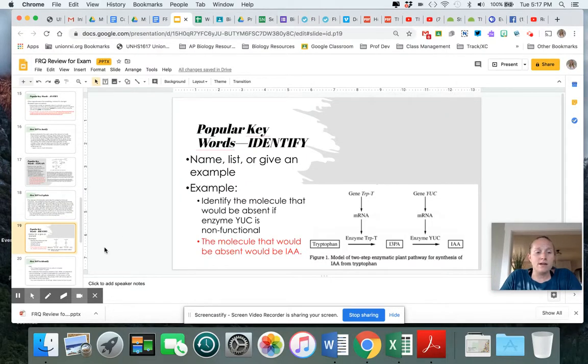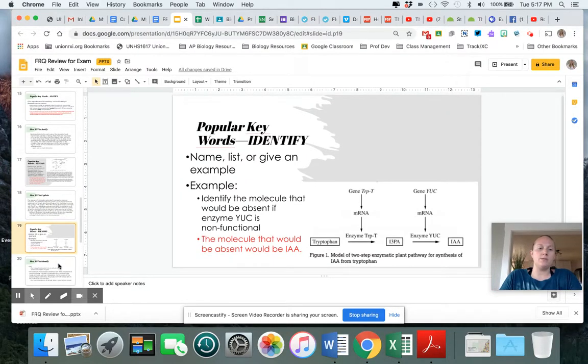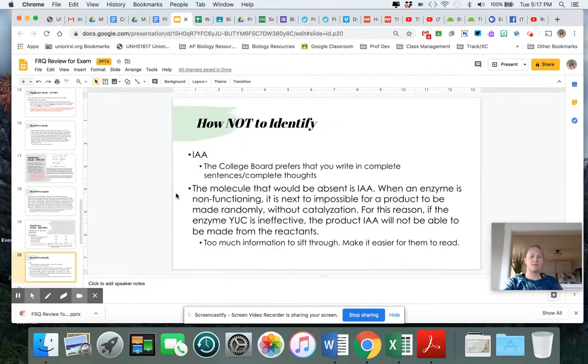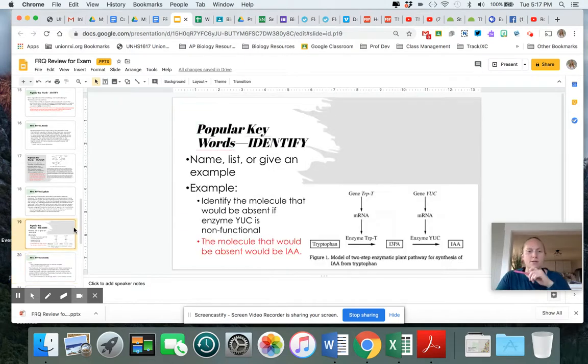Identify. This can be tricky because you'll be tempted to put just the answer. For example, it says which one would be absent if enzyme YUC is non-functional. Some of you may want to just put IAA. Don't do that. Put, the molecule that would be absent is IAA. Even if it seems silly or redundant to restate that, just restate it and put a whole sentence.